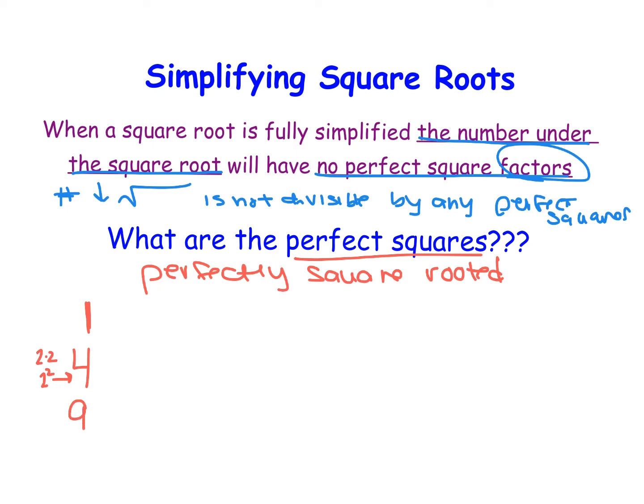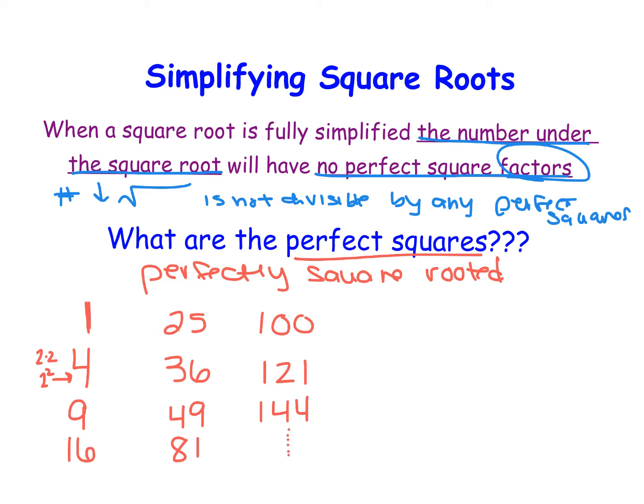Then my next one is 9 because of 3 times 3, 16, 25, 36, 49, 81, 100, 121, 144, and so on and so forth. All of these numbers can be perfectly square rooted, and you can easily come up with a list of these by simply going 1 times 1, 2 times 2, 3 times 3, 4 times 4, 5 times 5, etc. I forgot 64 in there, so there's my 8 times 8, 9 times 9, 10 times 10, 11 times 11, 12 times 12. And these are really the only ones that you need to know.